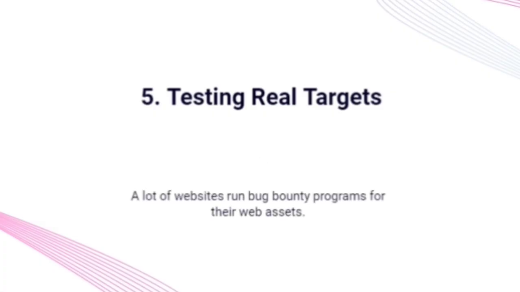After you are thoroughly done with your basics and have a decent level of skill, you can start doing the actual hunting on real websites. A lot of websites run bug bounty programs for their web assets. Some big names are Facebook, Twitter, Google, Verizon, Starbucks, Shopify, Spotify, Apple.